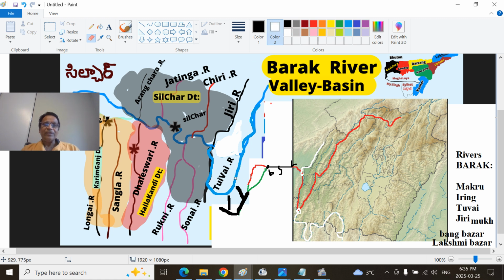This place is called Chandpur, the green one. From Chandpur the river joins into Ganga Sagar. So I have put it broadly.